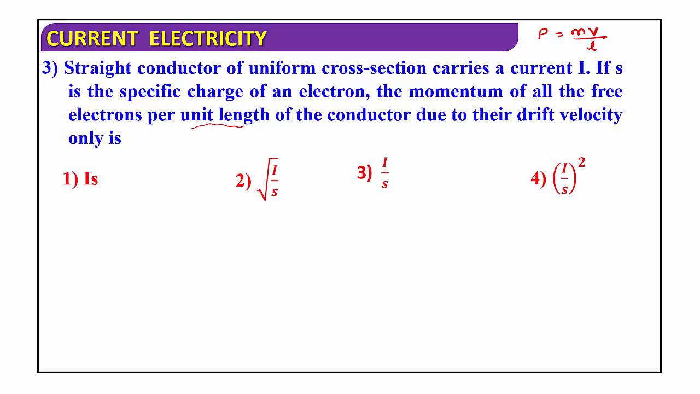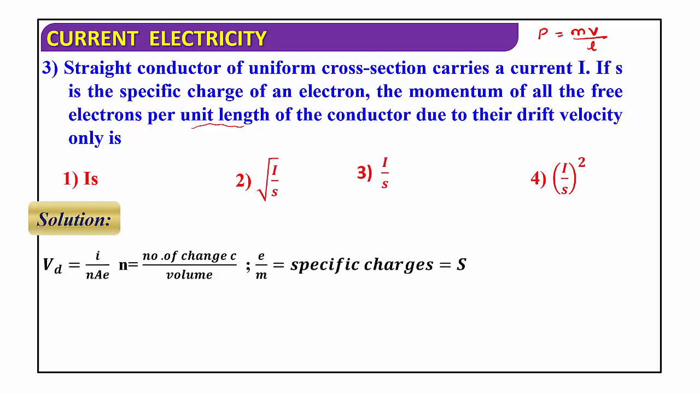They have given 4 options. Come to the solution. Yes, they have given drift velocity. What is the drift velocity equation? We already know this equation: Vd equal to I divided by nAe. You can remember I equal to nAe into Vd. This equation we can utilize here. We got Vd equal to I by nAe.